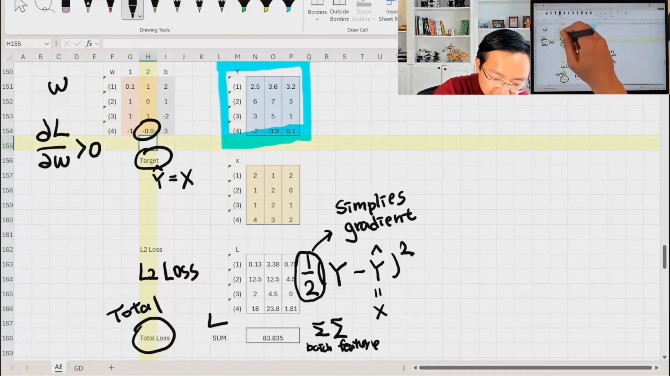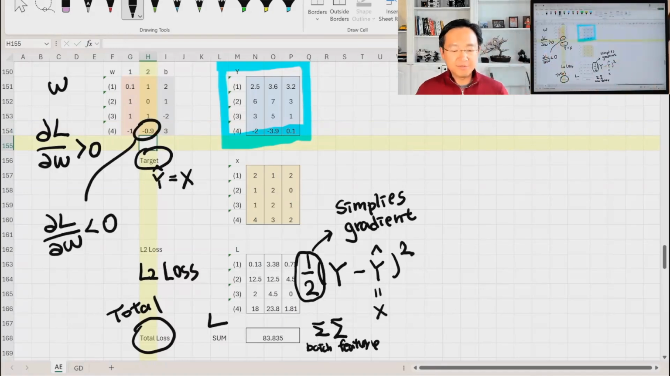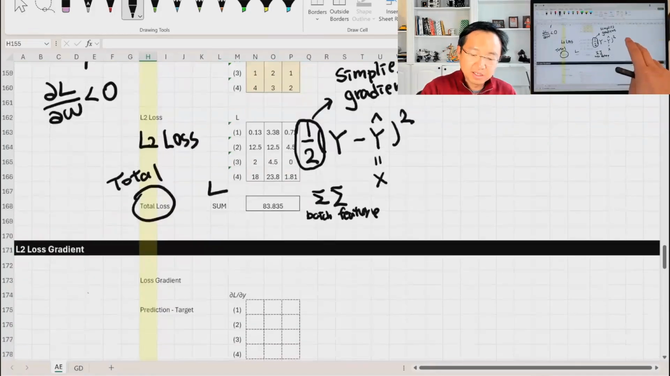So for this particular weight, the partial derivative of loss with respect to this weight is actually less than 0. Meaning that if you increase the weight from minus 1 to minus 0.9, the loss is decreasing, and then the gradient is actually in the opposite direction. So this is an experiment for you to get a slightly different idea of what gradient is. How we actually calculate the gradient is in the next section. So let's talk about it.